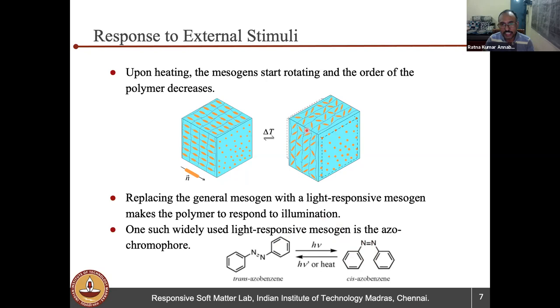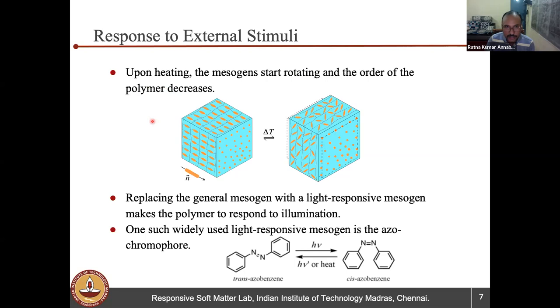So when you are exposing the light, the basic mechanism is the phase transformation from the trans state to the cis state. However, the cis state is a metastable state, which means that as soon as the light is removed, when you switch off the light, it goes back to the trans state. So this is a reversible transformation.